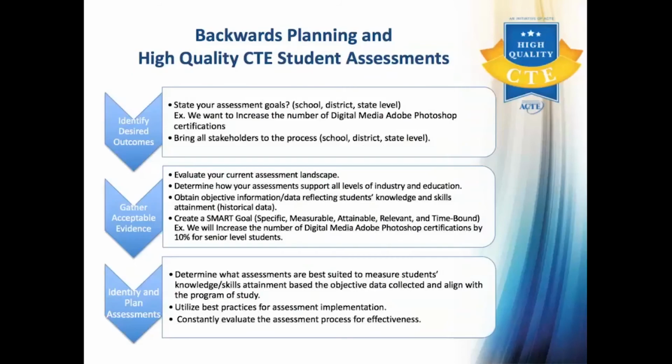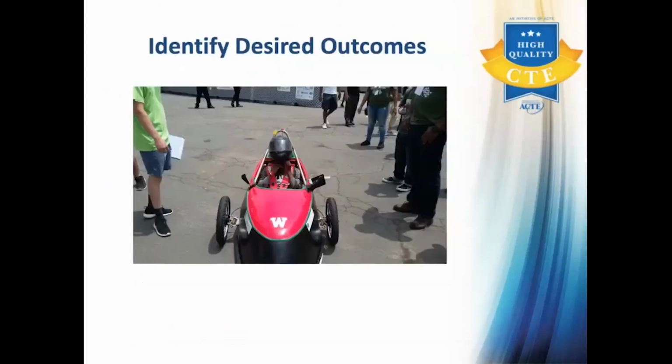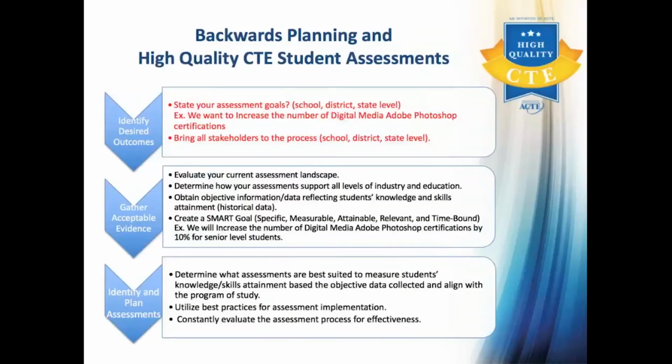And so we come to this part where we have the three parts of the process. We have identifying desired outcomes, gathering accessible evidence, and identifying and planning assessments. So let's discuss step one, identifying desired outcomes. So what are the assessments and performance goals within your school district, your school, and or your state?